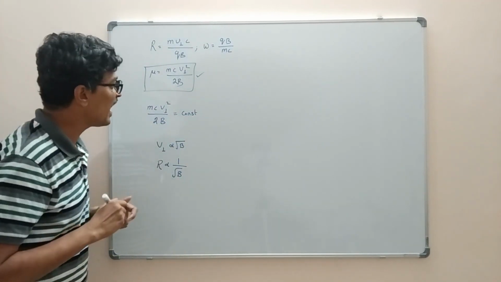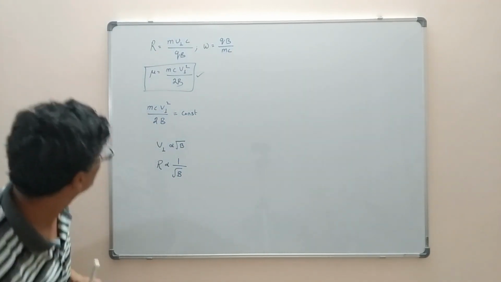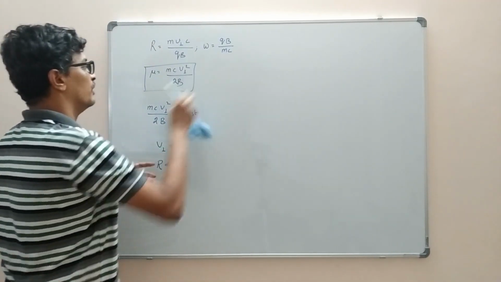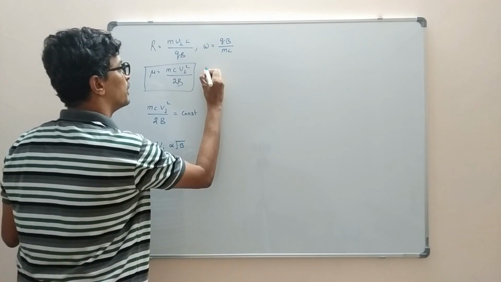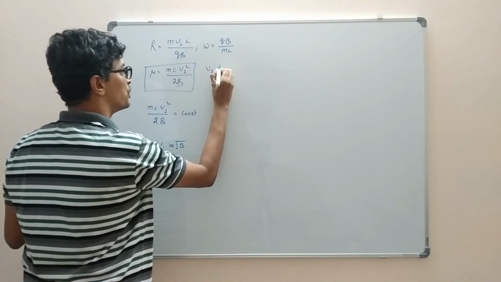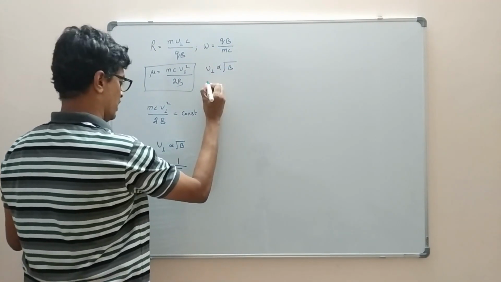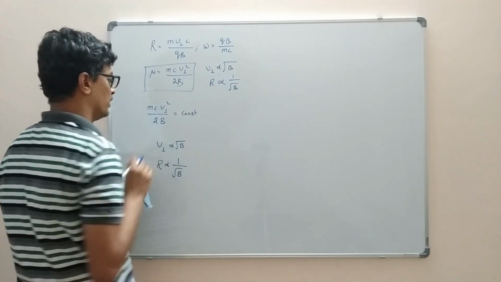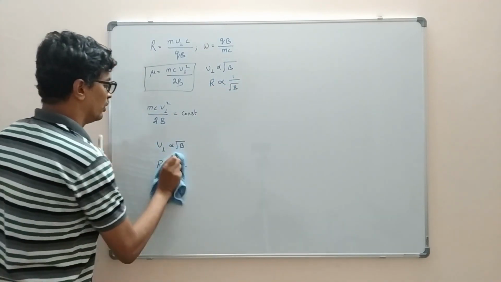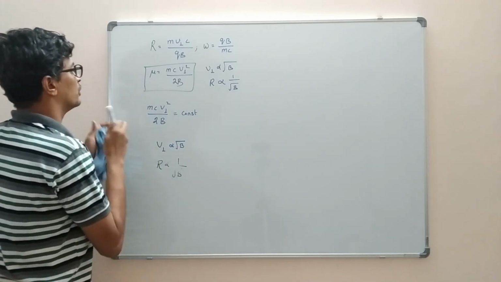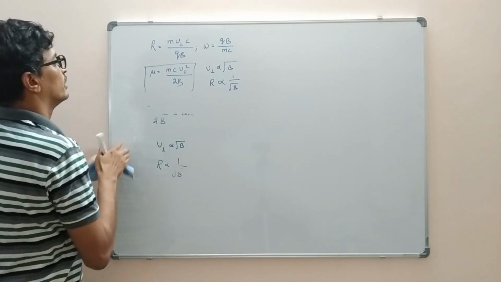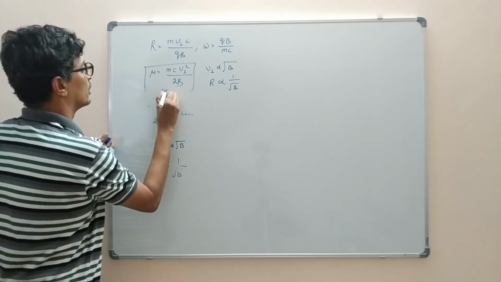So now let us have another discussion. We will note this down. So v perp is proportional to square root of B, and R is proportional to 1 by square root of B. And this will be a constant. I'm going to write one more term. So this is a constant.